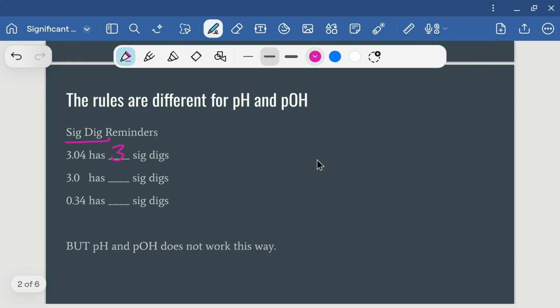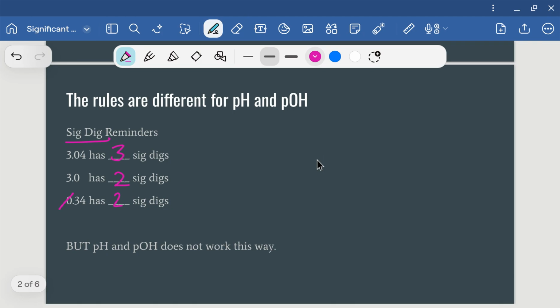So this one has 3 significant digits. Zeros that are trailing are significant. So our next number, 3.0, has 2 sig-digs. And zeros that are in front of a number are not significant. So the number 0.34 has 2 significant digits. So this 0 does not count. So that is if we have any value that's not pH or pOH.